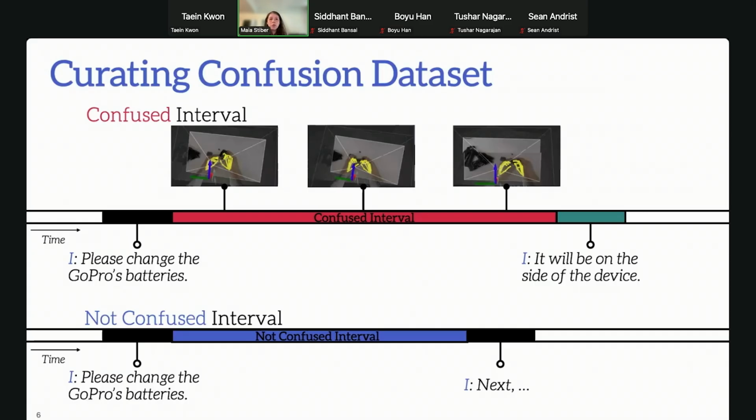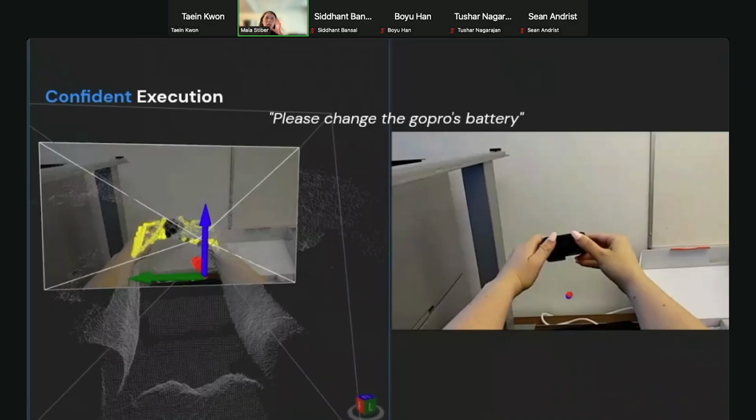Additionally, any model we develop needs to be able to accurately detect confusion, both in terms of the task that it was trained on and also be generalizable to previously unseen tasks. So we kept that in mind when modeling. And this curated dataset resulted in 3,767 confused and non-confused intervals.